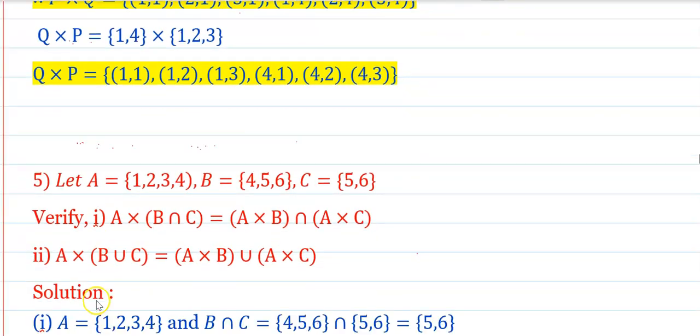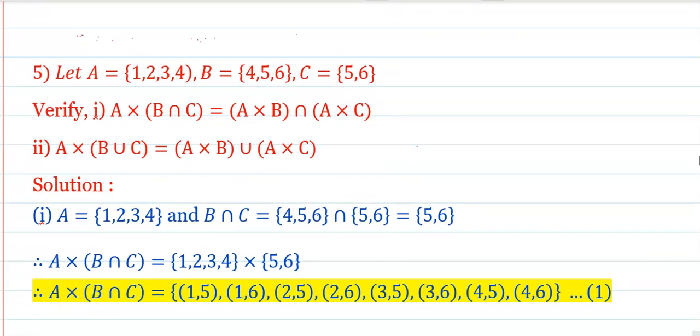Okay. Now the question number 5. Let A is equal to {1, 2, 3, 4}, B is {4, 5, 6}, C is {5, 6}. Verify that A cross (B intersection C) is equal to (A cross B) intersection (A cross C). Okay. And next is A cross (B union C) is equal to (A cross B) union (A cross C). Now this is the set A.